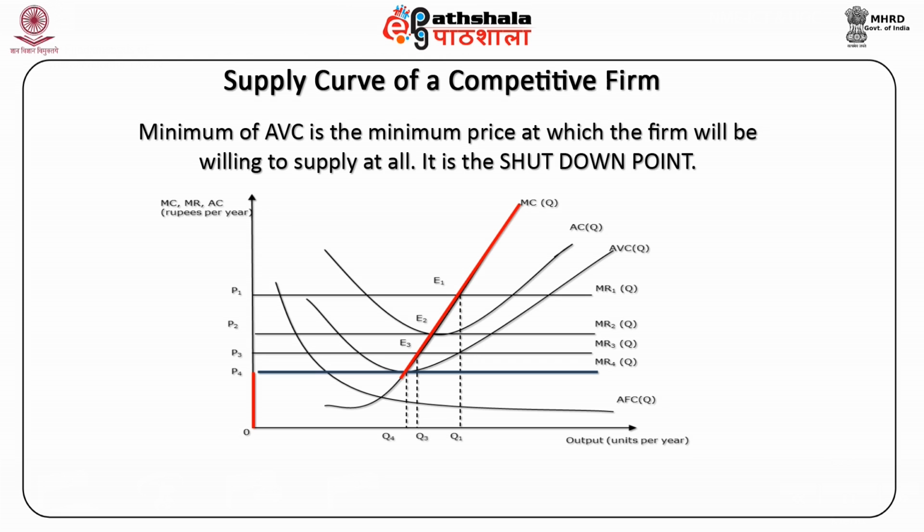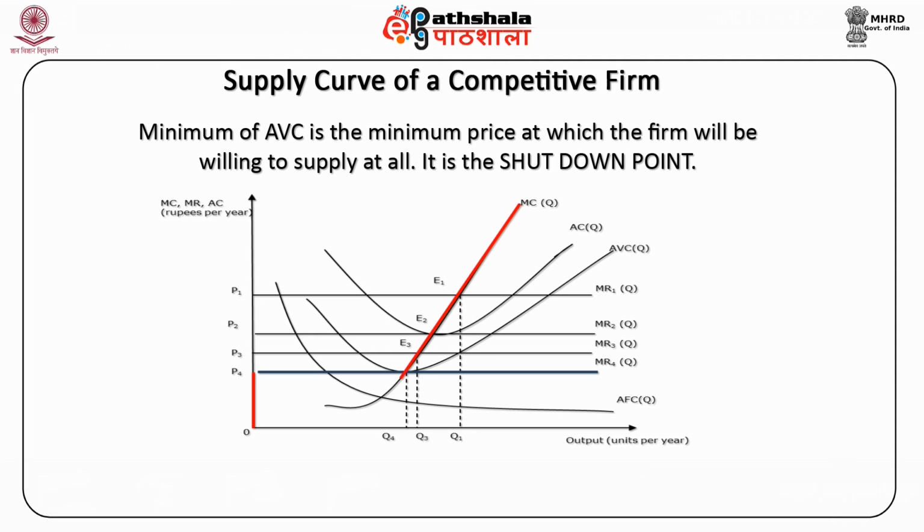That is, the firm will close down if the price is below the minimum of AVC, as no fixed cost will be covered then. As a consequence, the portion of the MC curve which is above the minimum of the AVC curve is the supply curve of the competitive firm.